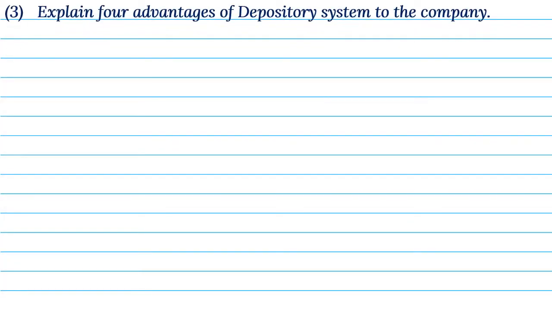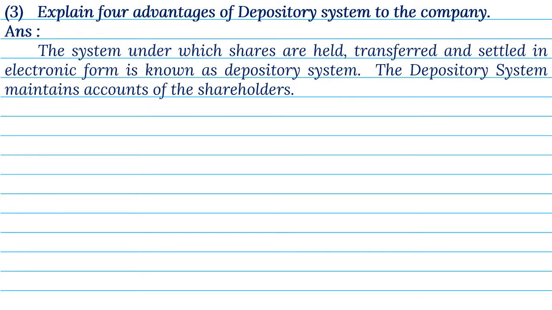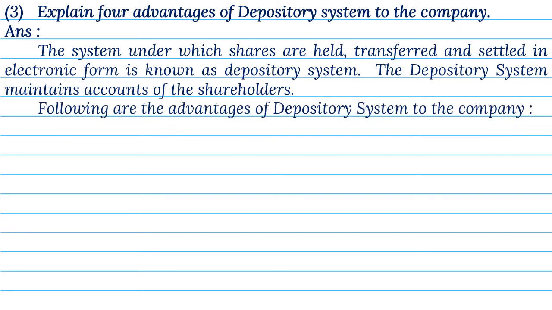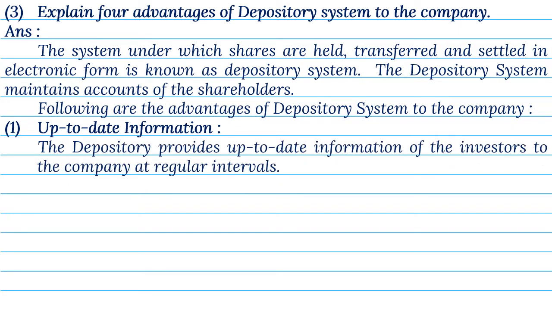3. Explain 4 advantages of depository system to the company. Answer. The system under which shares are held, transferred, and settled in electronic form is known as depository system. The depository system maintains accounts of the shareholders. Following are the advantages of depository system to the company. 1. Up-to-date information. The depository provides up-to-date information of the investors to the company at regular intervals. 2. Reduction in costs and efforts.